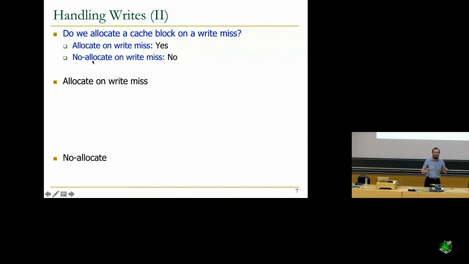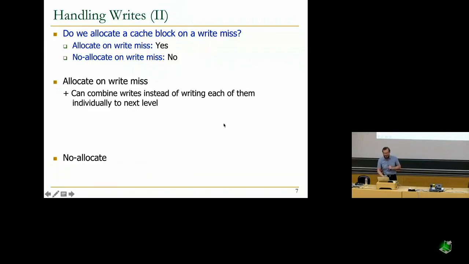So we've always assumed so far that you would allocate on an access, but we didn't distinguish between writes and reads, right? So what is the benefit of allocate on write miss? Again, if you allocate on write miss, you can combine writes instead of writing each of them individually to the next level. If you don't allocate on write miss, you don't write the 4 bytes into the cache, you write them directly to main memory. Let's assume that you have L1 and main memory. If you don't allocate the cache block on a write miss, you would write the 4 bytes into main memory. And you would keep doing that if you keep writing 4 bytes, 4 bytes, 4 bytes. So essentially, you're bypassing the cache in this case.